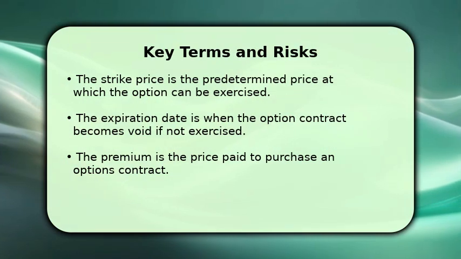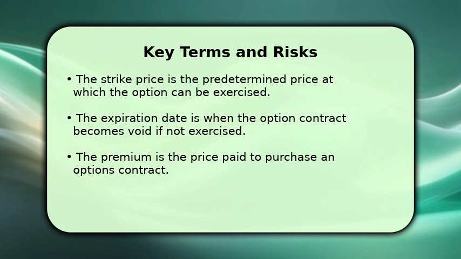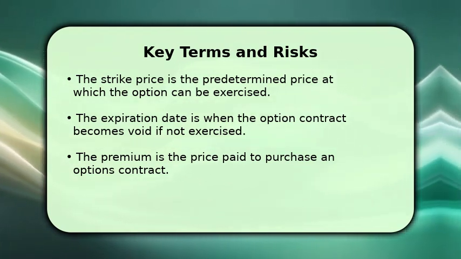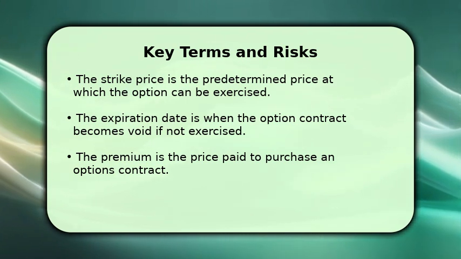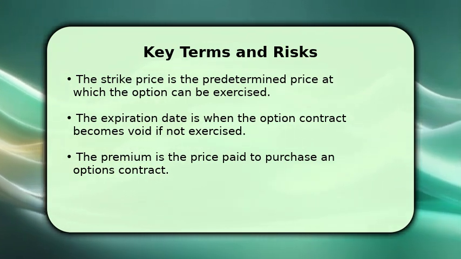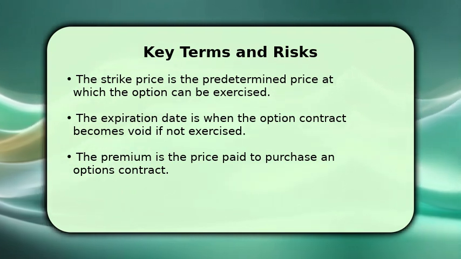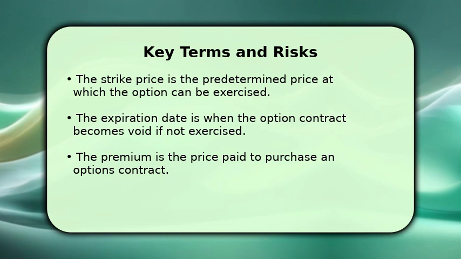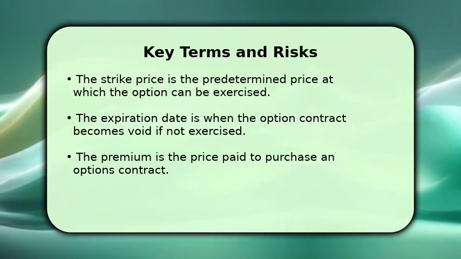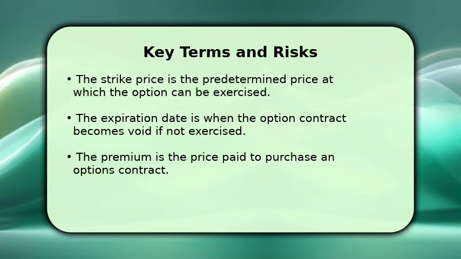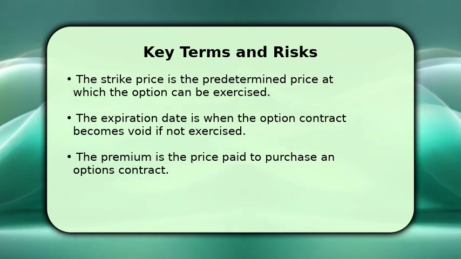When trading options, you will encounter several key terms. The strike price is the price at which the underlying asset can be bought or sold. The expiration date is the final day the option is valid. The premium is the cost to buy the option contract, typically for 100 shares. Remember, options trading carries substantial risk, and it is possible to lose your entire investment. Always understand the risks involved.